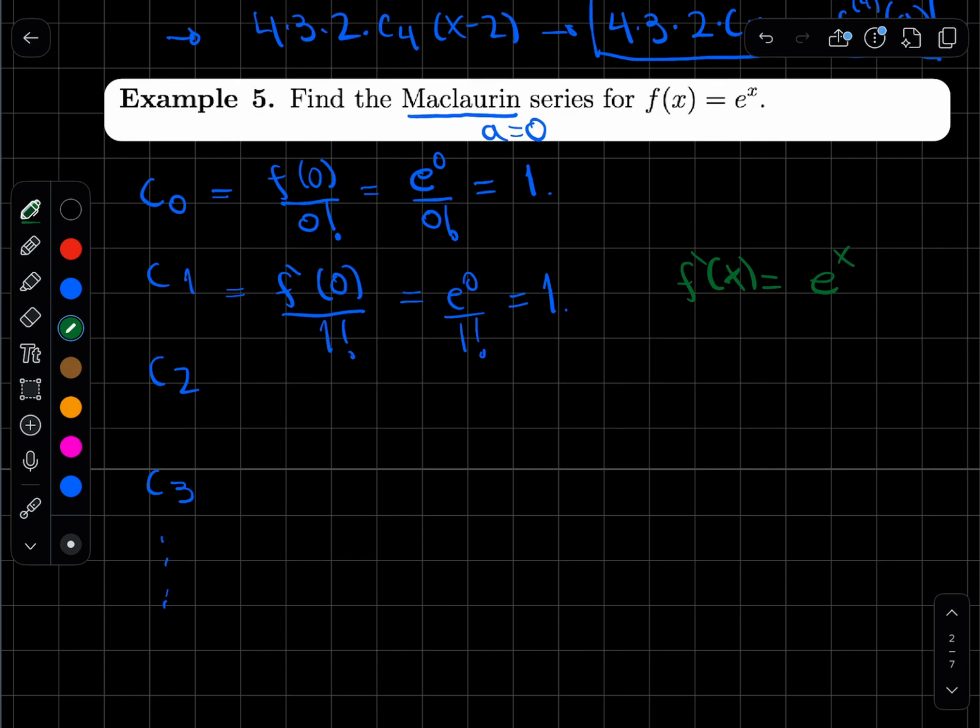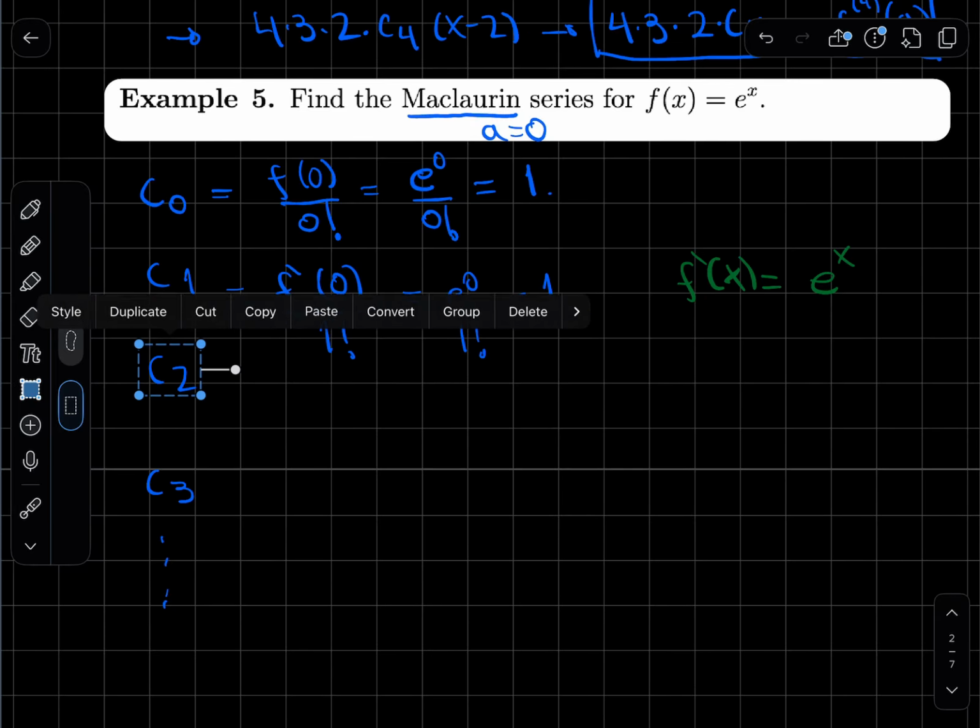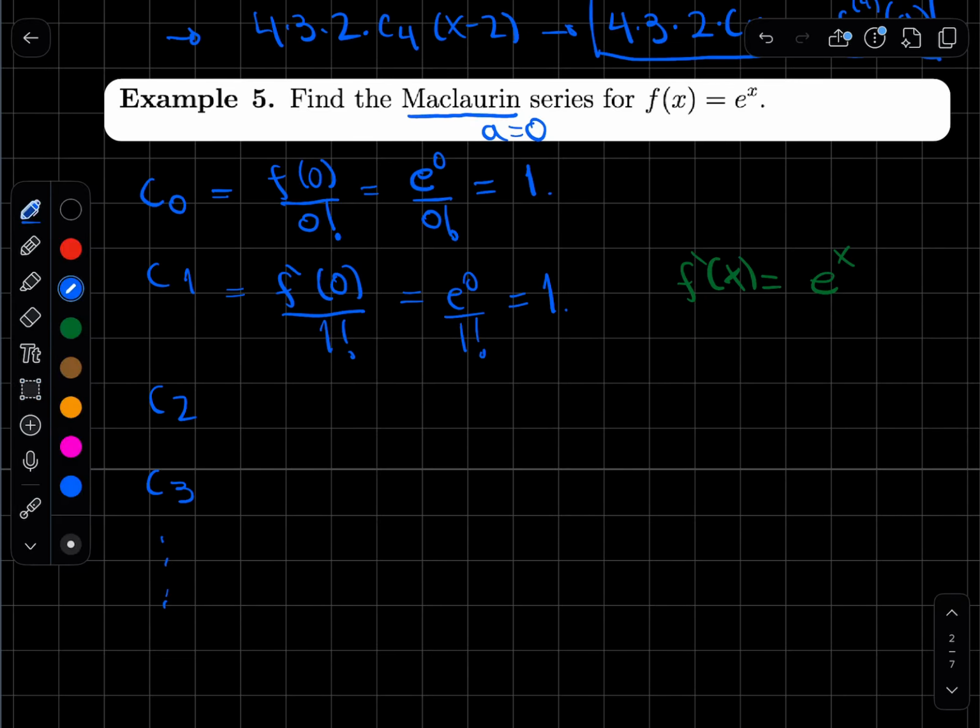How do I find C2? Well, C2 from the formula above is the second derivative at 0 divided by 2 factorial. So what's the second derivative? Just take this and differentiate again. I get e to the power x one more time. So this is going to be e to the power 0 over 2 factorial. So 1 over 2.